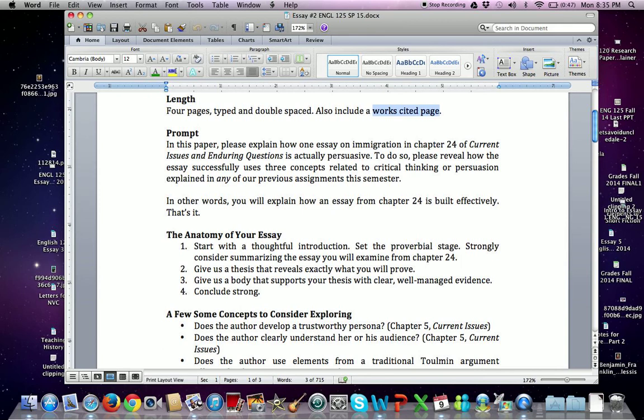Start with a thoughtful introduction. Set the proverbial stage. And I would consider summarizing the essay you will examine from chapter 24 first in the introduction. Or maybe do it right after the thesis, but get it out of the way. Give us a thesis that reveals exactly what you'll prove, and give us a body that supports your thesis with clear, well-managed evidence. Then you conclude strong.